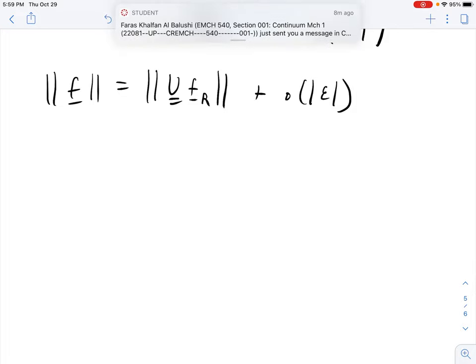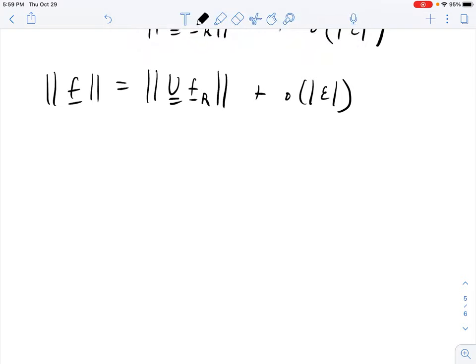Now, what about the angle between F and G? I don't know how to make that not happen. Notifications, man.